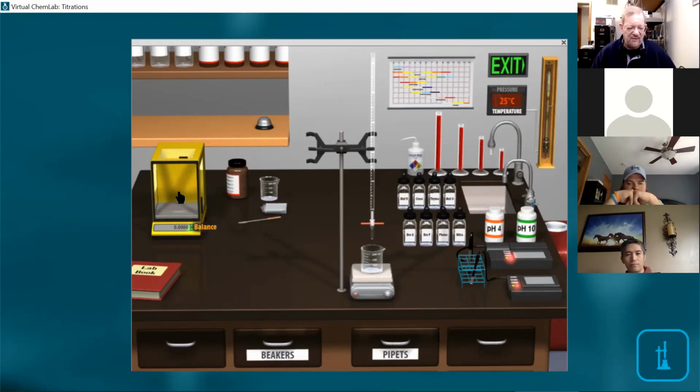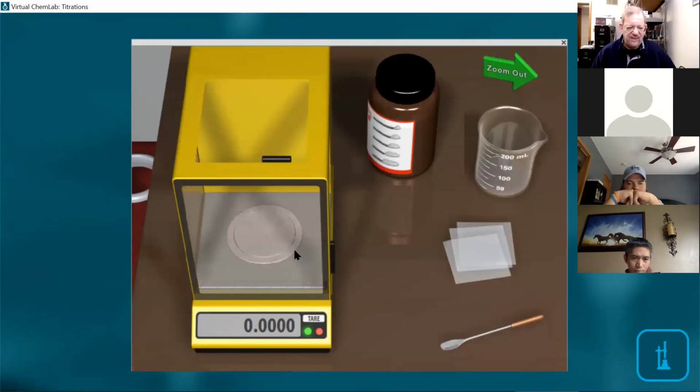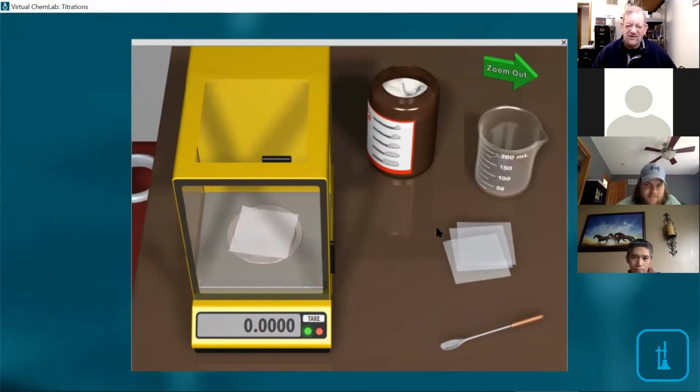Now, click on the balance. And now it's closer. This is called weighing paper. You never weigh a solid right on the pan of the balance. So we'll take it and put it on the balance. Now, notice there's a weight on the balance already. What we need to do is click on tare, and it's 0. And this is also in the instructions. Now, if we click on the bottle here on top, we take the top off.